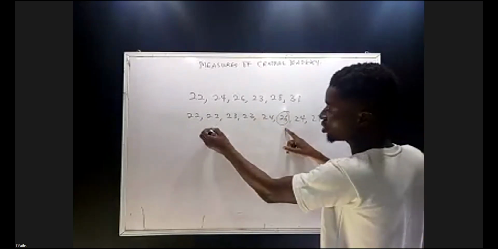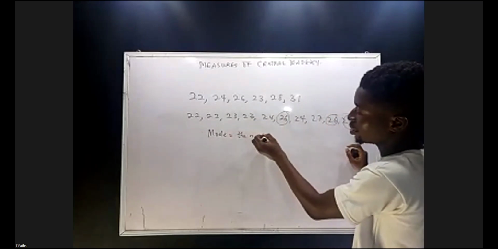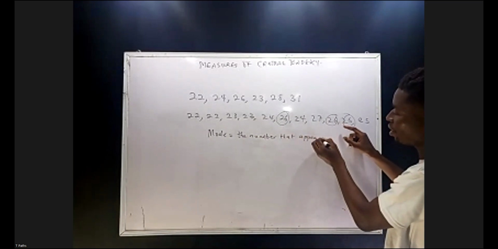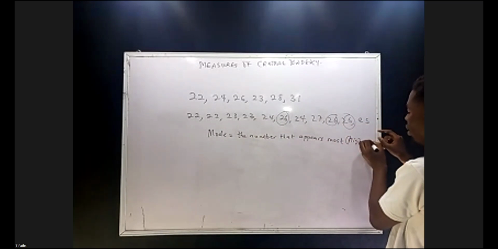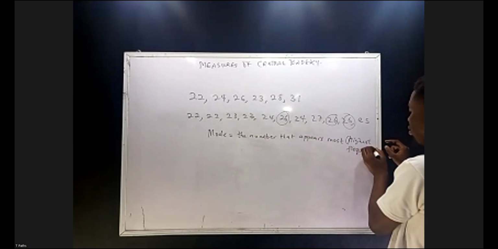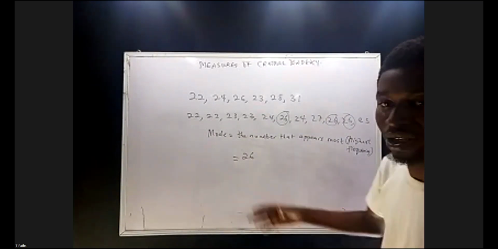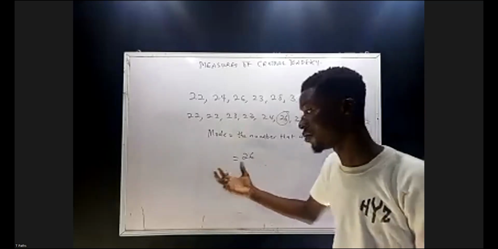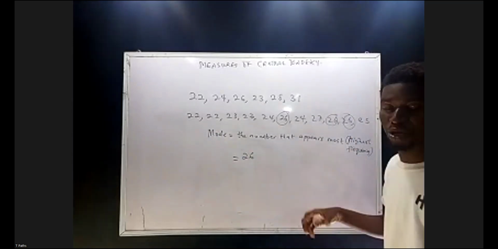So my mode is simply the number that appears most, which is also the highest frequency. The number that appears the most is simply 26. So that tells me that the mode of this set of observations is 26. Now that we know the meaning of mean and mode, the last measure of central tendency is my median.